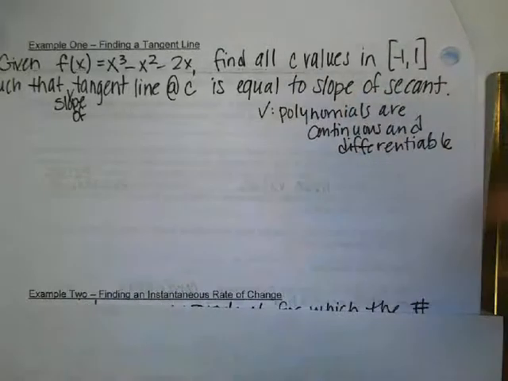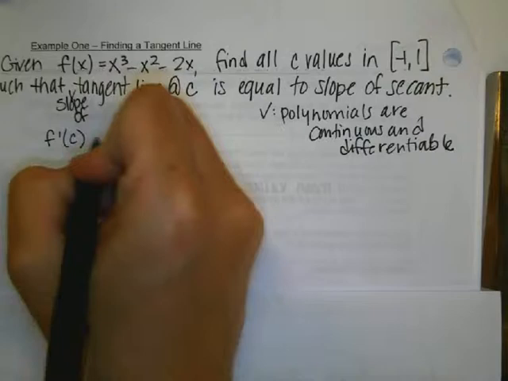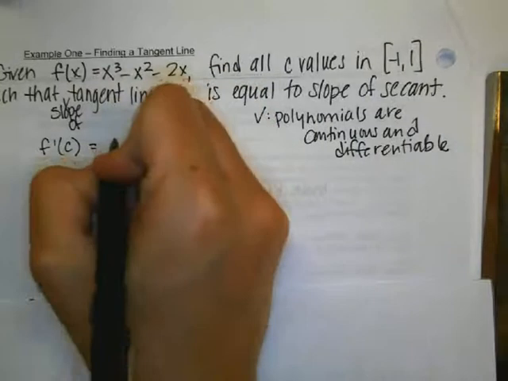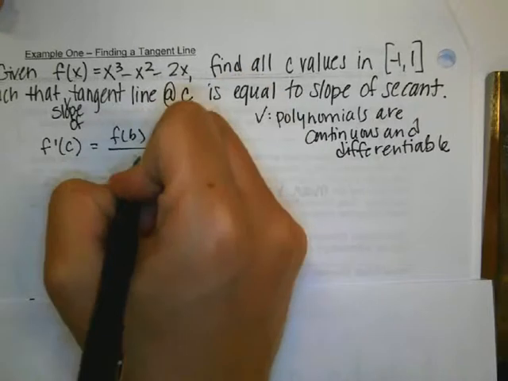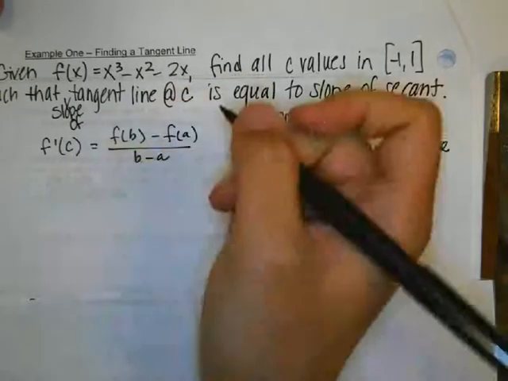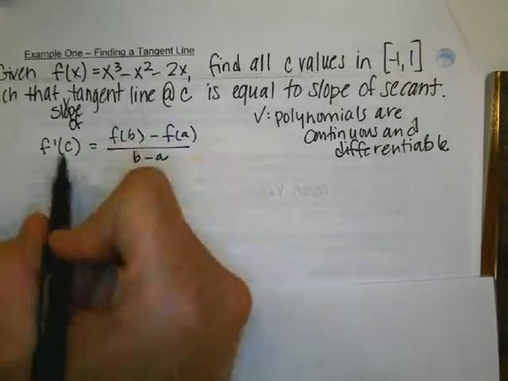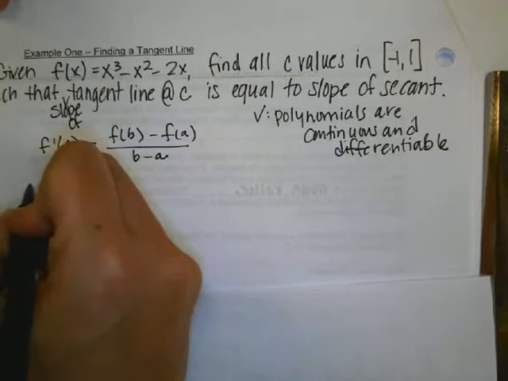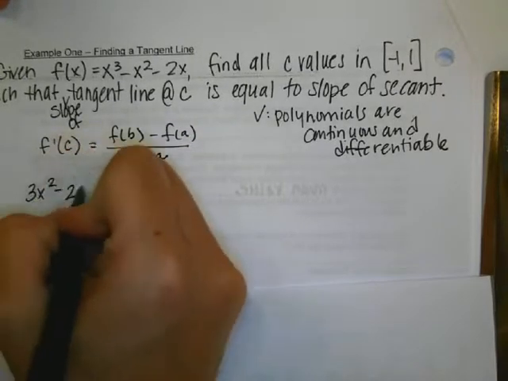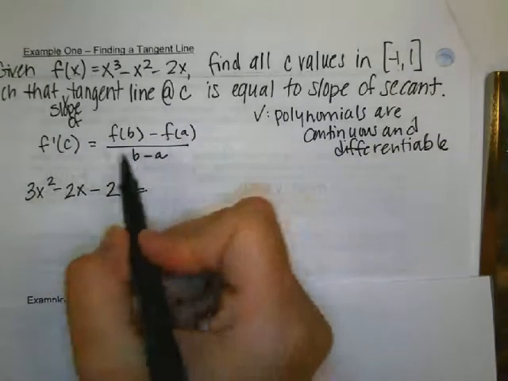Now, I'm going to find the slope of the secant line first, because I'm looking for where the derivative at that C value, whatever that C is, is equal to your average rate of change. So where the derivative is, I have the function. I don't have the C, but I have the function. So I'm going to take the derivative of that function. So we have 3x squared minus 2x minus 2. And I'm going to set it equal to my average rate of change.